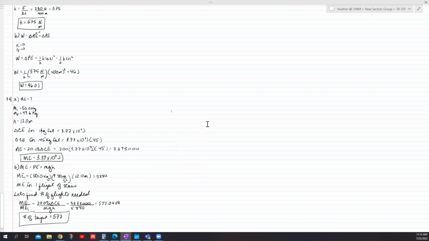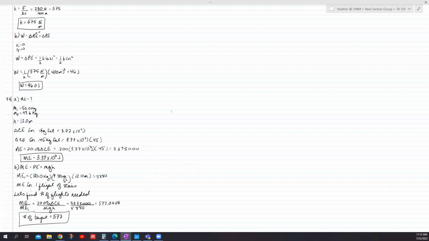And we know that the mechanical energy that we're looking for is going to be 20% of the change in chemical energy. So let's plug in what we know. 0.2 times 3.77 times 10 to the 7 joules times 0.45, and we get 3,393,000. Wait, 3,393,000, only 3 zeros. Mechanical energy is going to be 3.39 times 10 to the 6 joules.